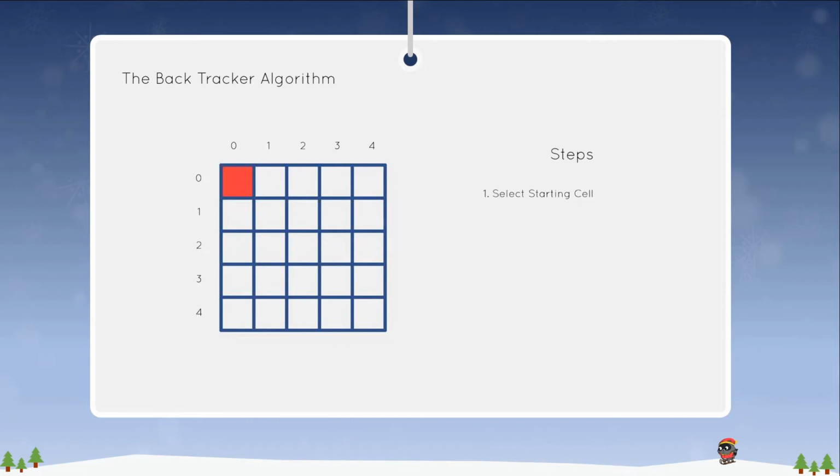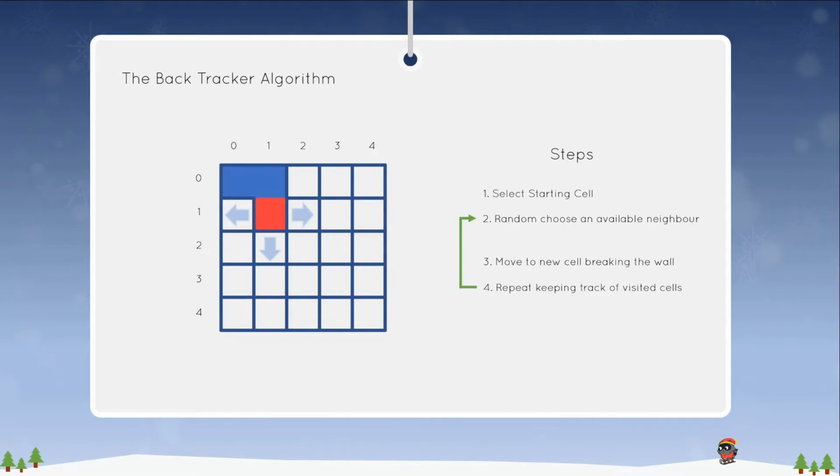Well, the first step is selecting a starting cell. You can actually start at any cell, but for simplicity we're just going to start at 0, 0. The next step is to choose an available neighbour at random. So in this case we can move to either 0, 1 or 1, 0. And when we move to this new cell, we'll break the wall in between them. Then we'll repeat, and we will keep repeating, breaking the cell walls and moving to the next available neighbour randomly.